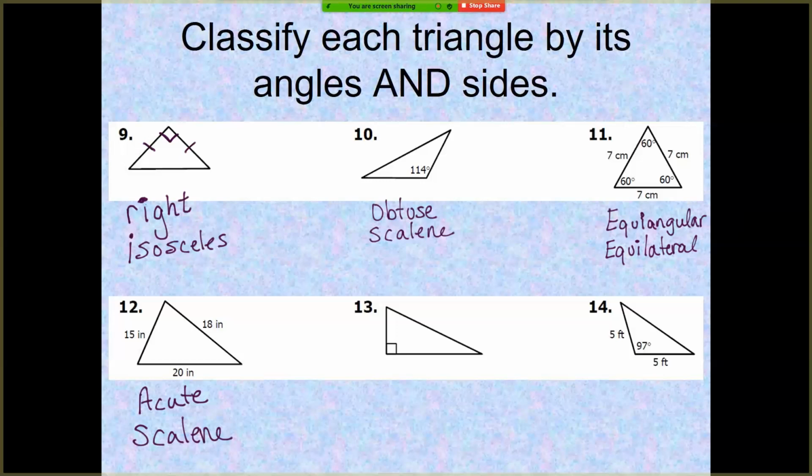Question 13, first thing that stands out to me is this right angle, which makes it a right triangle. We have no information about the side lengths of this triangle, so it's got to be scalene.